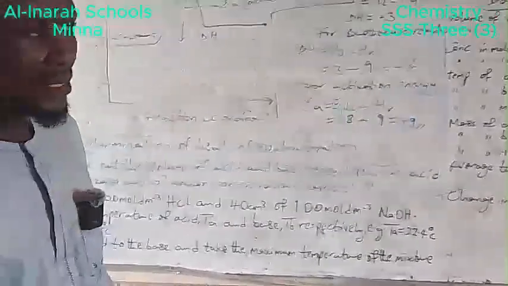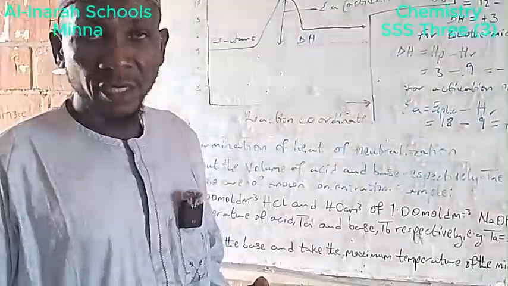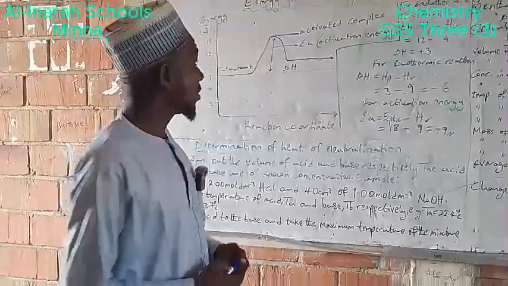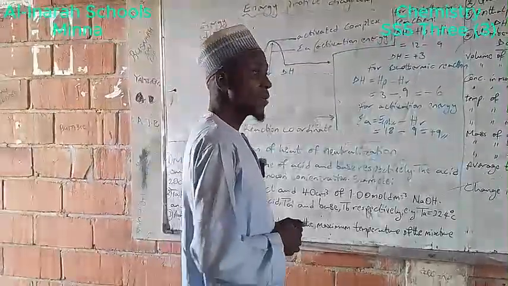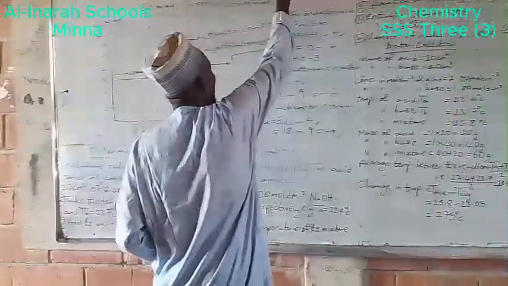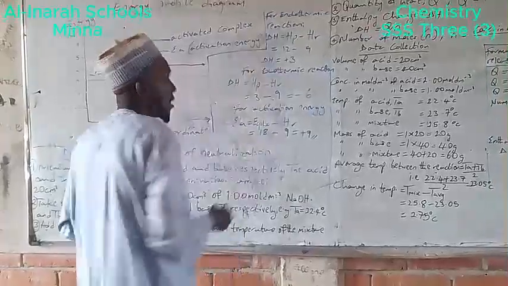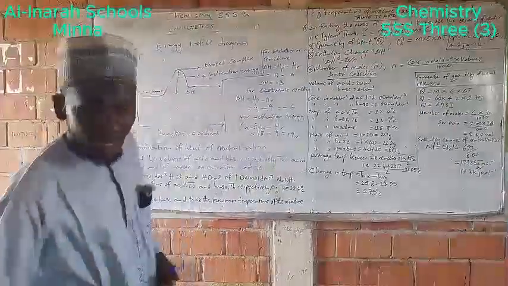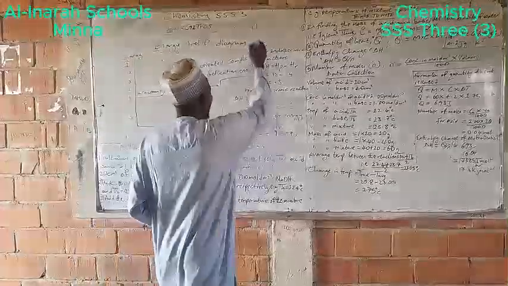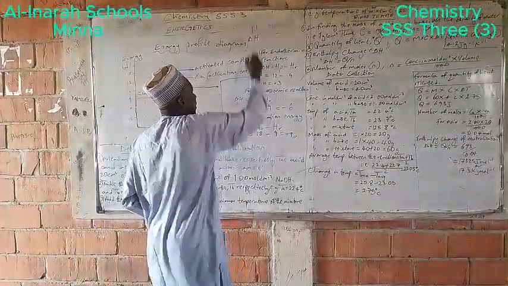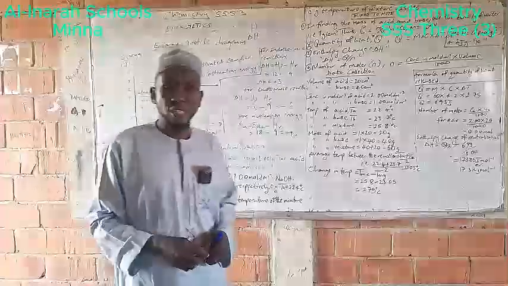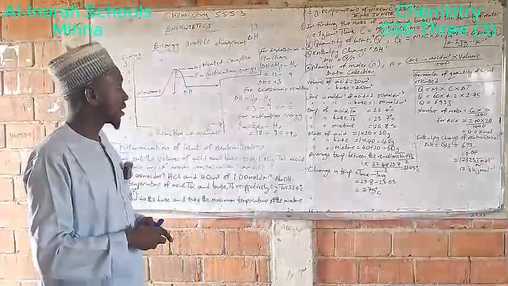Under this, we looked at enthalpy. We also looked at enthalpy change. Enthalpy is represented with the letter H. Then we have enthalpy change, which is represented with delta H. All these we have given the definition of in our previous class.